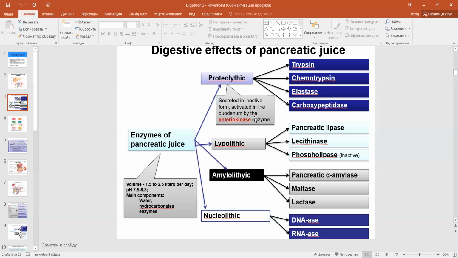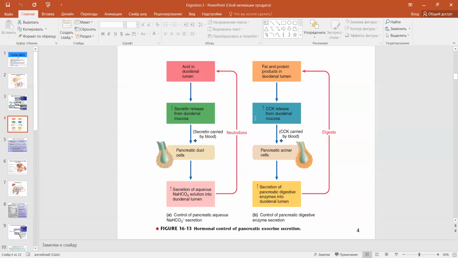Pancreatic juice also contains pancreatic amylase, which continues the polysaccharide digestion initiated in the oral cavity, pancreatic lipases, which break down lipids, and nucleases, which reduce DNA and ribonucleic acid to their component nucleotides.